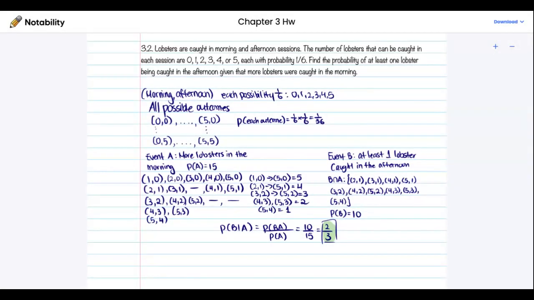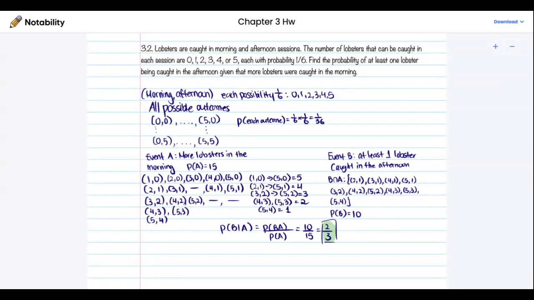Find the probability of at least one lobster being caught in the afternoon, given that more lobsters were caught in the morning. So from all these outcomes from 0, 1, 2, 3, 4, 5, with each probability 1 over 6, we have all the outcomes, probability of all the outcomes is 1 over 36. But the question is asking us to find the probability of at least one lobster being caught in the afternoon, given that more lobsters are caught in the morning.